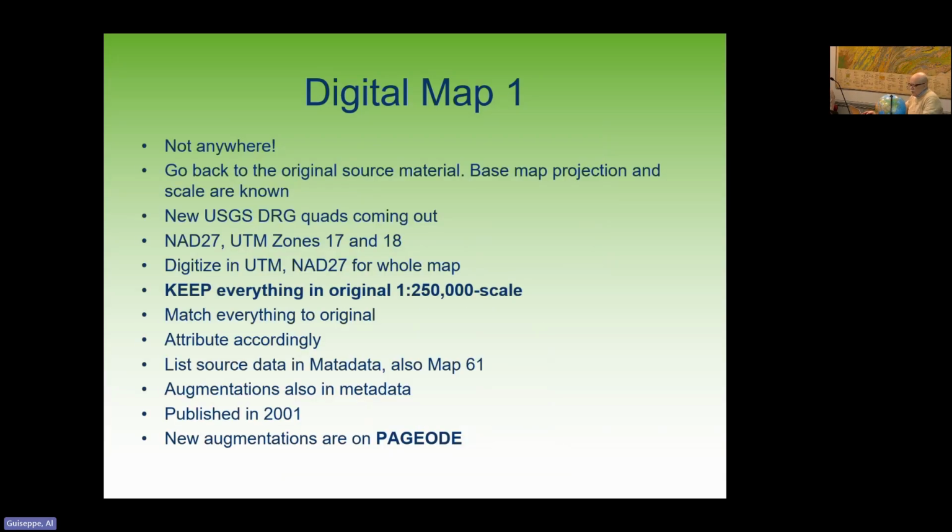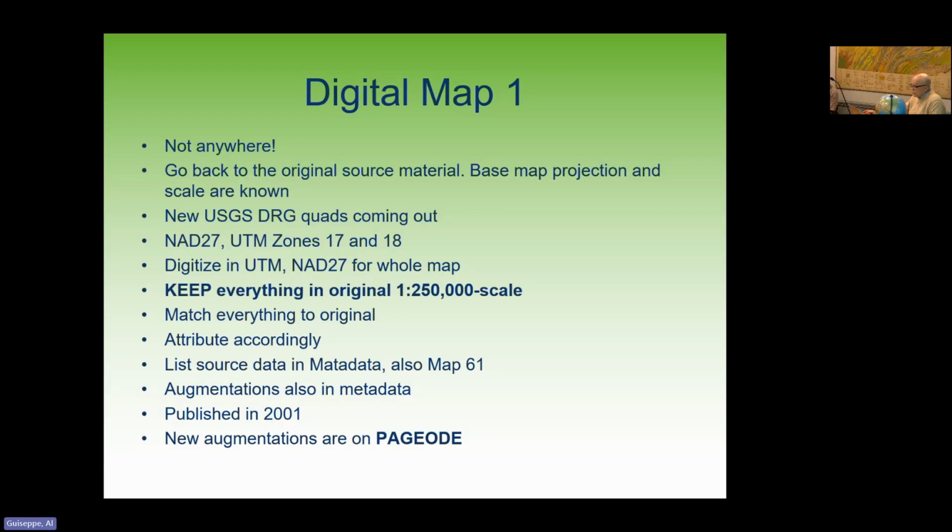So what did we do? We went back to the original source material, where we did the base map projection, we did the scale. We scanned all the stuff and georeferenced it correctly because we knew what was there. And then you knew USGS DRGs were coming up, and the quads went from polyconic projection to UTM projection, the digital ones, because they were so close together. They said, well, UTM is a national thing, so we're just going to go to that.